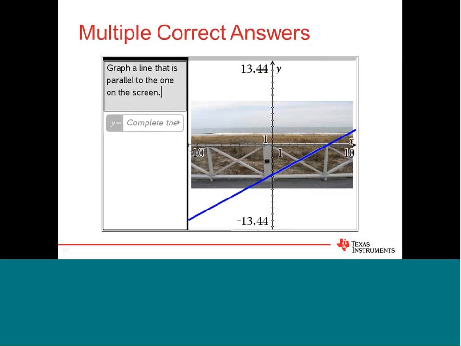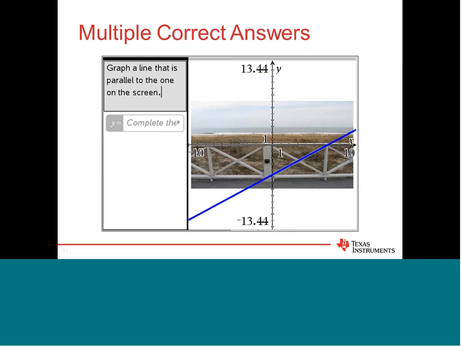The next one, again, another multiple correct answers, another graph. This one's got an image behind it. I did not take this image. This came preloaded on my handheld. But the students this time can graph a line that's parallel to the one on the screen. Now, this might have a messy looking slope, but the nice feature here is that students can play around with their equation and see it graphed on the screen along with what you're seeing here.